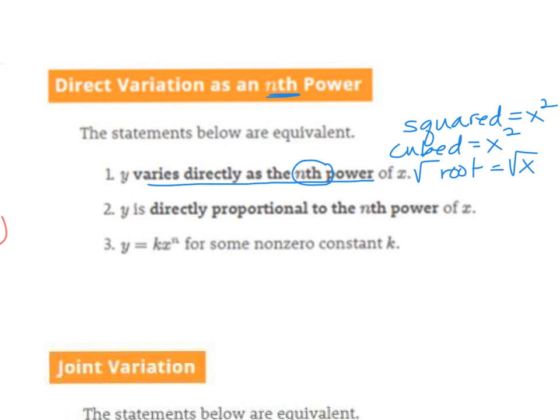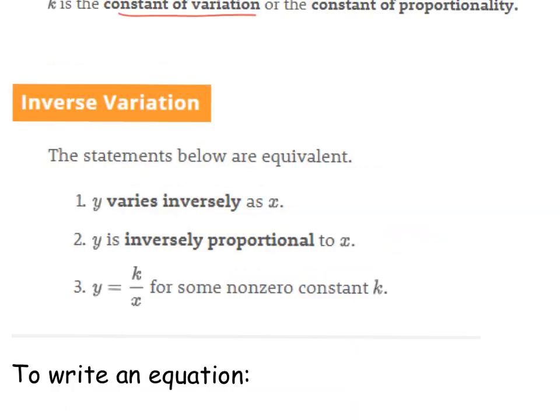Whatever's written on the left-hand side is the y value again for your word problem, and then whatever's written on the right-hand side is your x value. So whatever varies directly is on one side, whatever you're varying it to is on the other. Here's the format for your equation. Y equals k times x to whatever that nth power is, and k is still just that number that we're going to calculate. The next one is inverse variation.